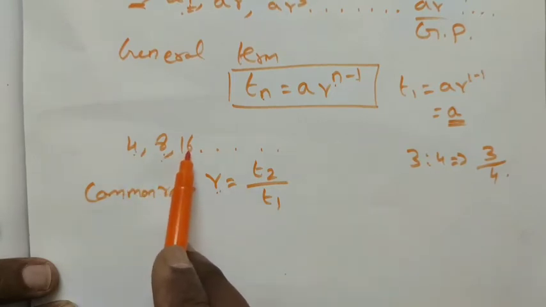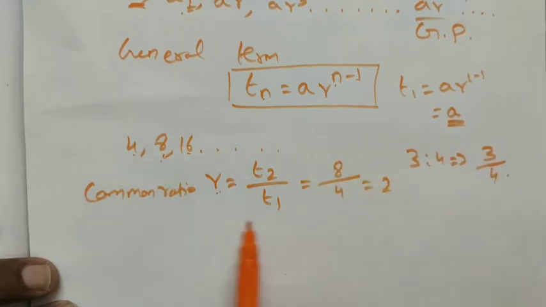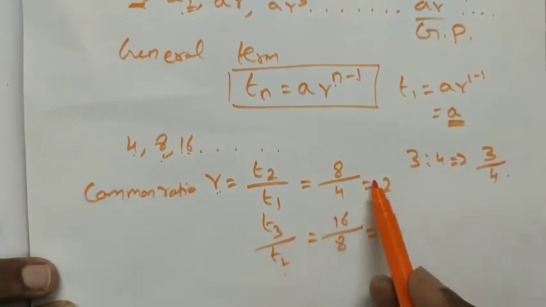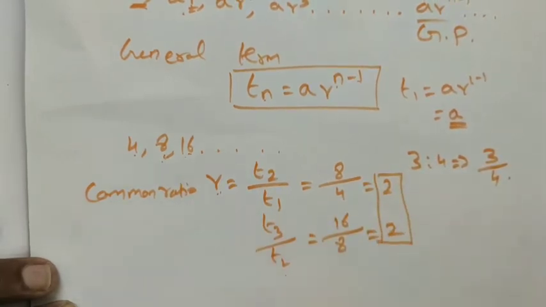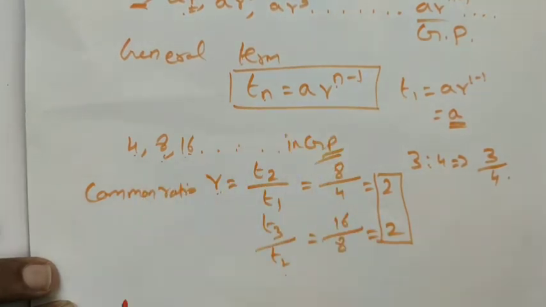If you take the third term divided by second term, let's check it. 8 divided by 4 is equal to 2, and then third term T3 divided by T2 is equal to 16 divided by 8 is equal to 2. Then the common ratios are equal. So this is in GP. This sequence is a GP sequence. Otherwise it is not a GP sequence.